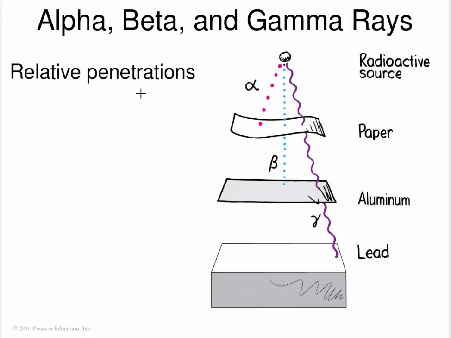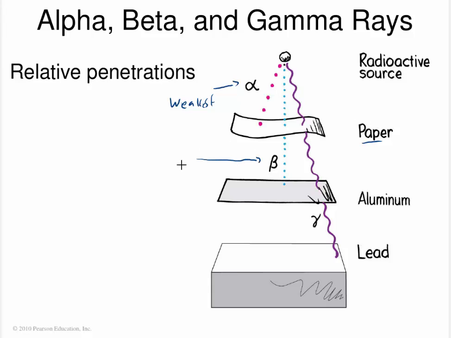Now, before I go into what happens and how these guys can change or transmute elements, I do want to talk about their relative strengths or their relative penetrations. Alpha particles are going to be the weakest ones of these guys, and these guys are not going to be able to penetrate paper. Alpha particles cannot penetrate our skin, our clothing, and stuff like that. However, if we were to ingest an alpha particle, that would probably be a bad thing because the radiation would not be able to get out of us.